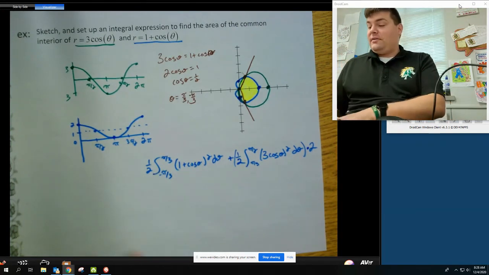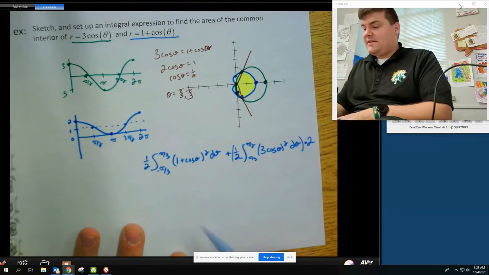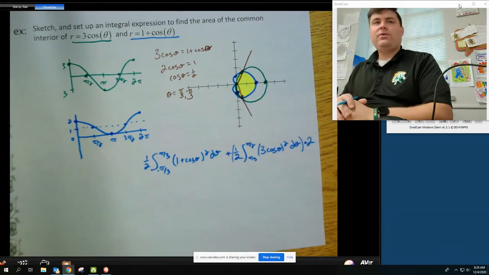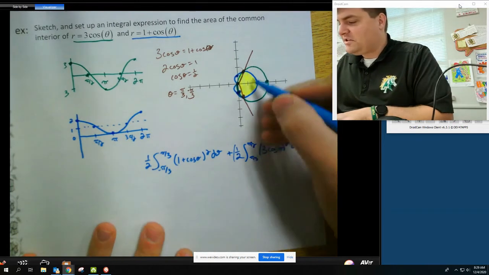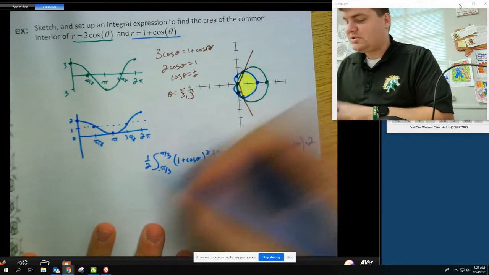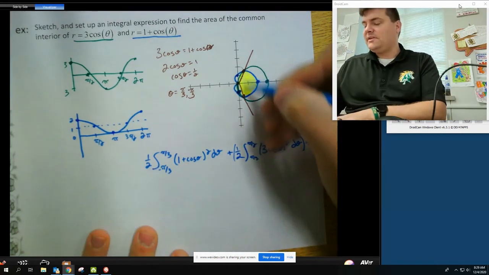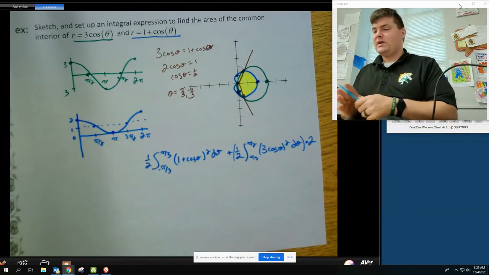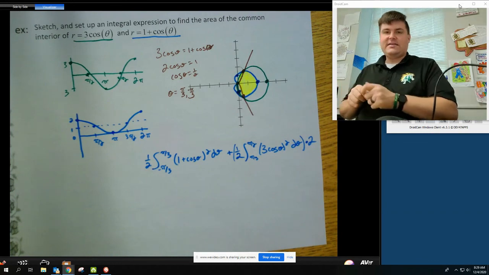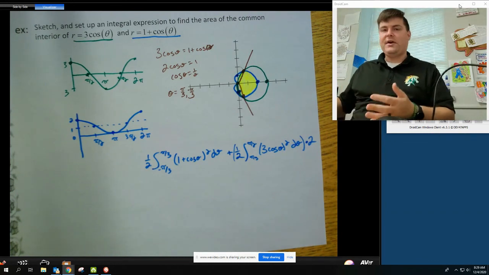Now, with this times 2 trick, could I have done that for this guy right here? It totally could have. I could have integrated from 0 to pi over 3 and then just doubled that. Just FYI, you can always set it up that way if it is symmetric. All right, and that's going to wrap up our video here on day 3 for polar, which is really area intersections.